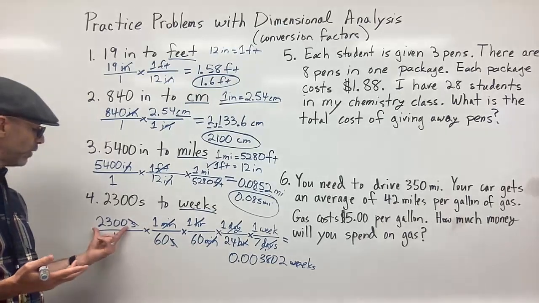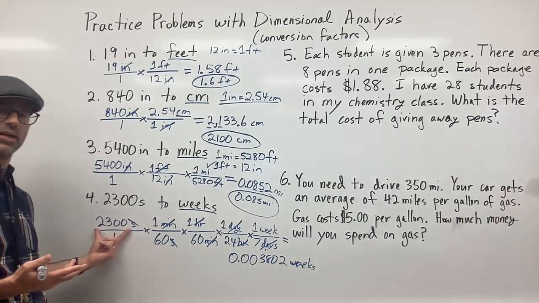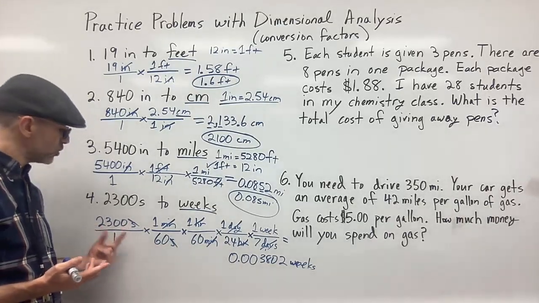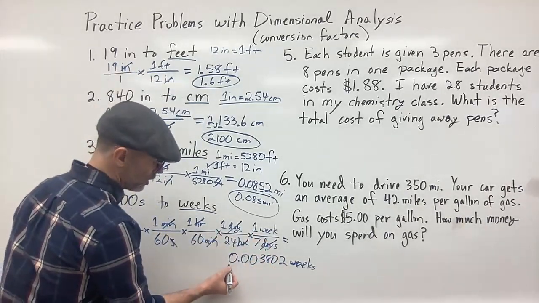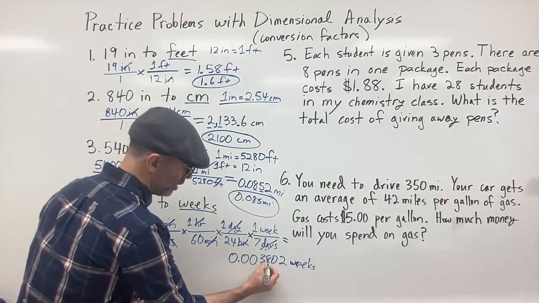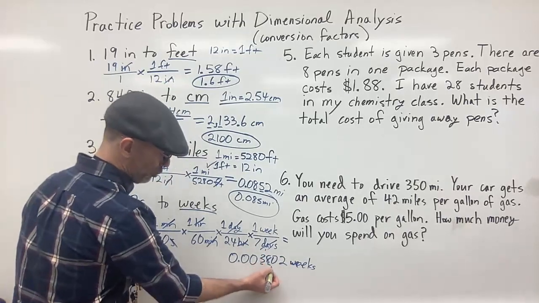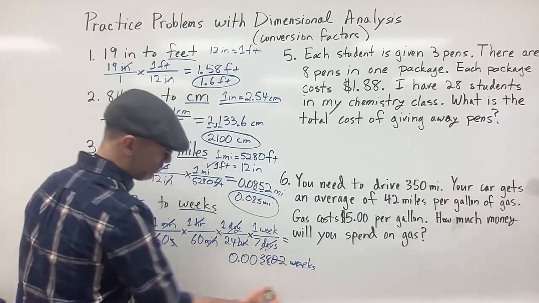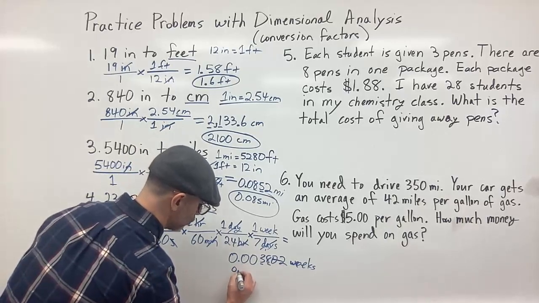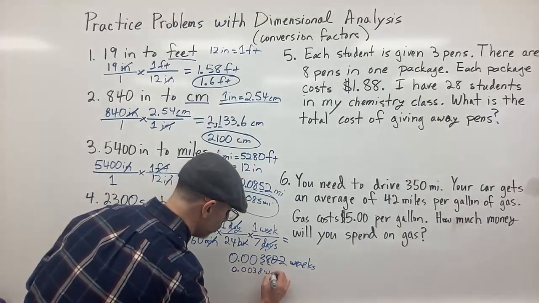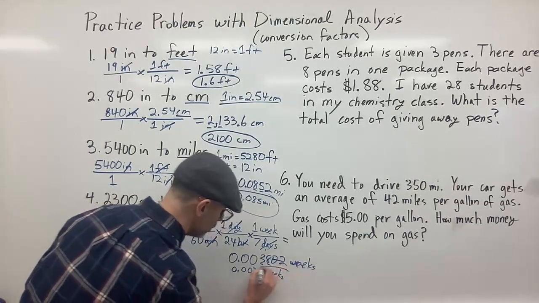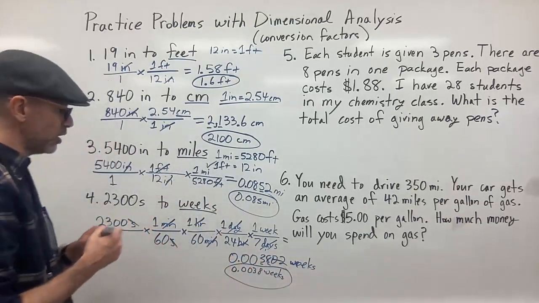And so the only thing you have is this number here, which is technically 2 sig figs. So your answer should only have 2 sig figs. These zeros are not significant. So the 3, the 4, and that's 2. So we're going to stop there. We drop those. And so your final answer would be 0.0038 weeks. So that would be your final answer.